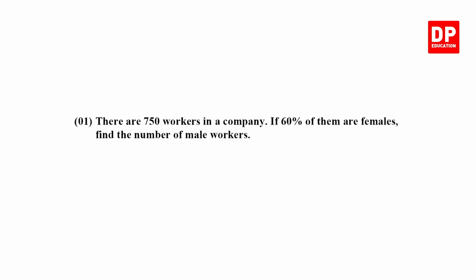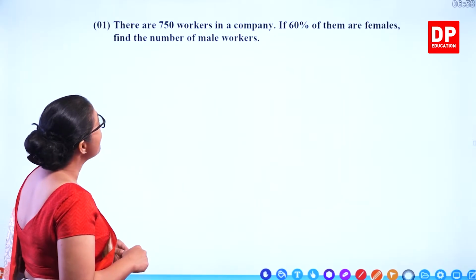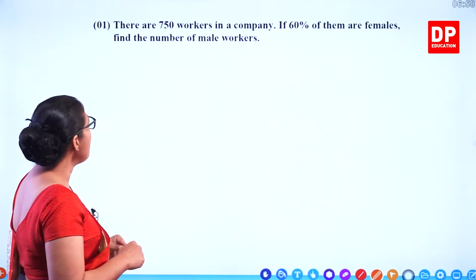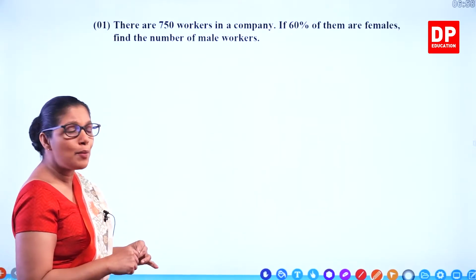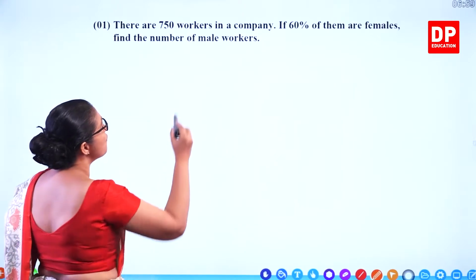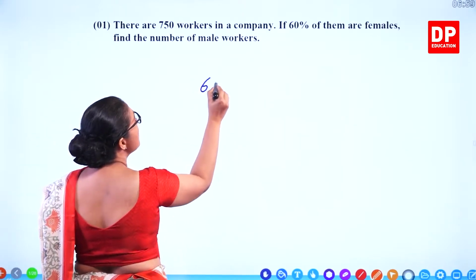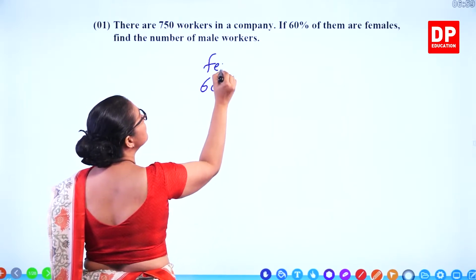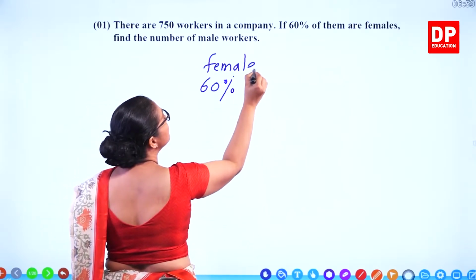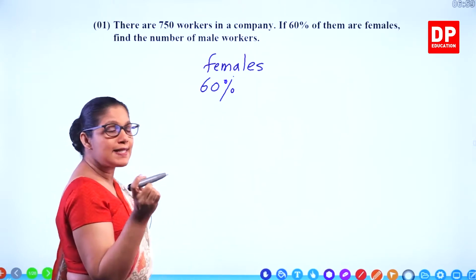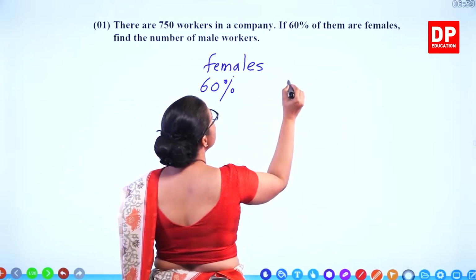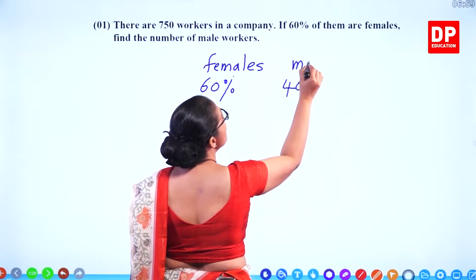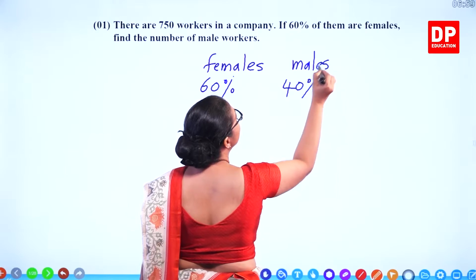Let's take question number 1. There are 750 workers in a company. If 60% of them are females, find the number of male workers. So if there are 60% females, what's the percentage of males? Percentage of males is 40%. So we can find out 40% of that value.